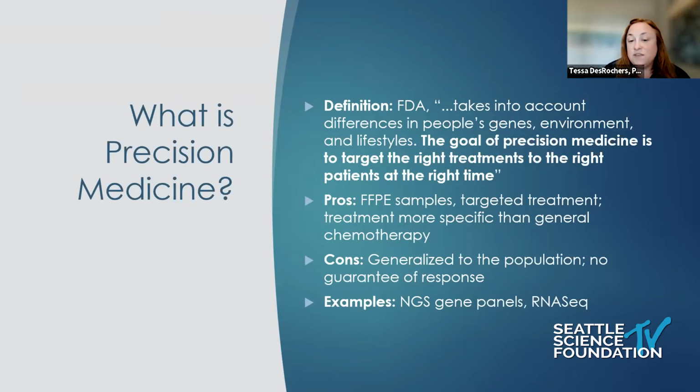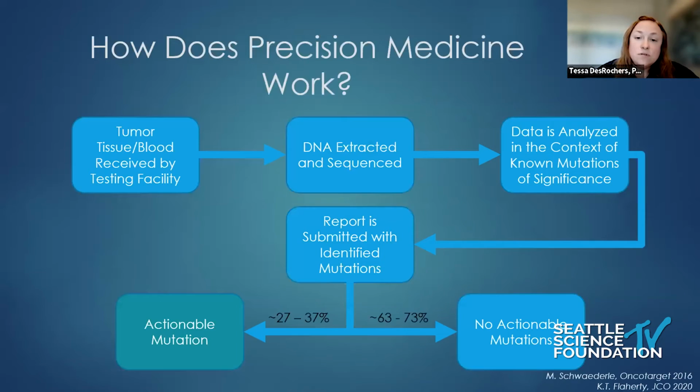So some general examples of these are NGS panels that I think most of you are probably used to looking at. So how does it work? Tumor, tissue, or blood is received at a testing facility, DNA is extracted and sequenced, and then the data is generated, and a report is submitted that identifies mutations. And this is where it becomes almost like a numbers game, unfortunately, in that there are very few patients that have what are called actionable mutations. Most patients have a mutation, but most mutations don't have a therapy associated with them. So even though you've identified mutations, you have not identified a drug that will help that patient.